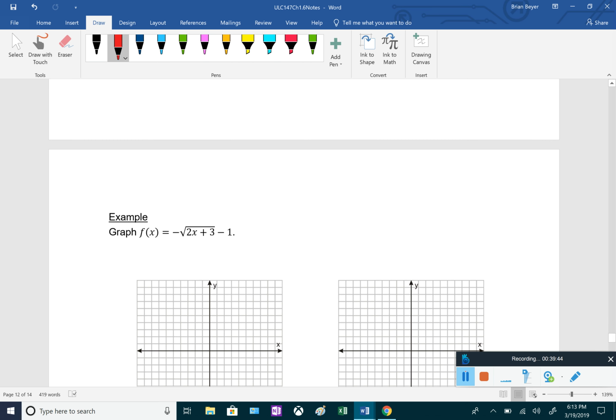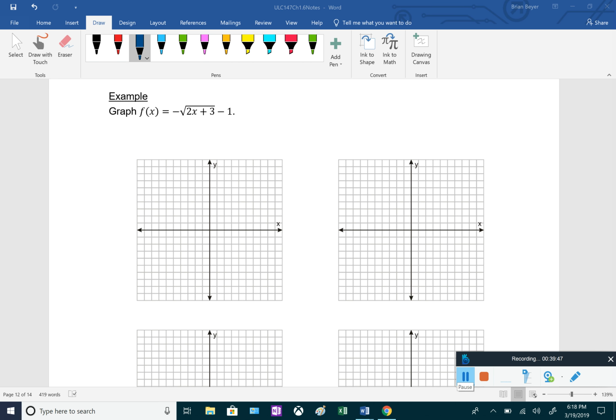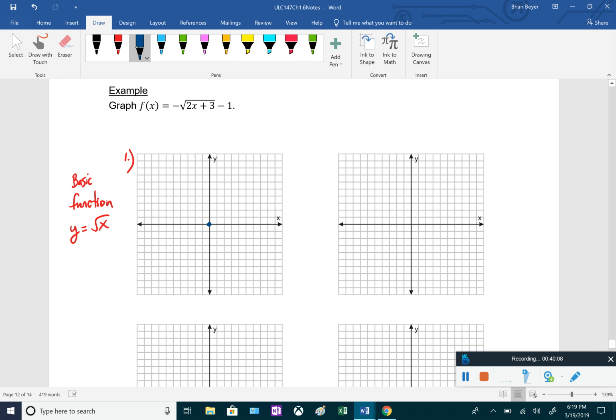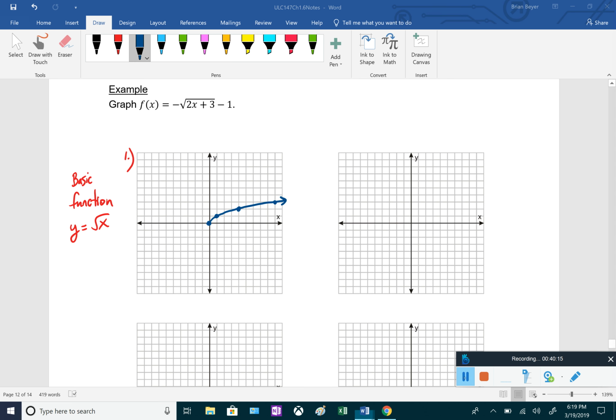Okay, so for the next one, we're going to graph f of x, which is negative square root of 2x plus 3 minus 1. So starting off with the basic function for the first one. Since there's a square root here, the basic function is y equals the square root of x. And I'm going to use the coordinates that I've previously used for this one. So it's going to be those 4 coordinates. So it looks like this.